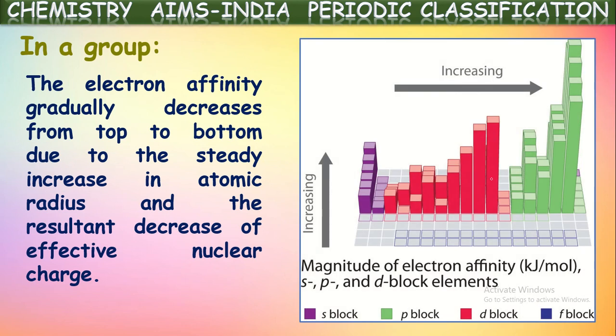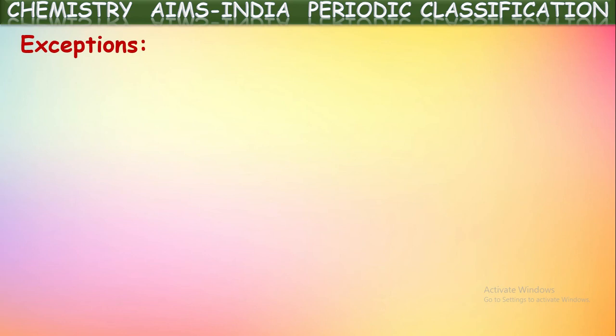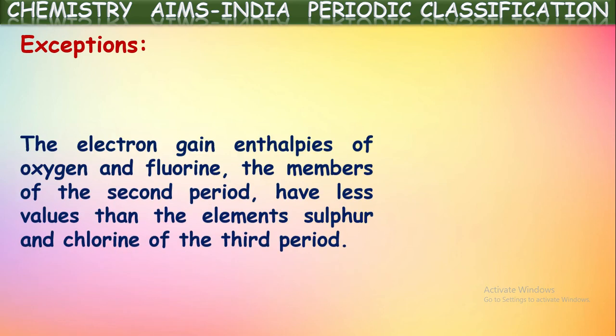So it is defining for us how it varies in the group from top to bottom. It decreases gradually in all the groups. Almost electron affinity values gradually decrease because size increases. Okay. Here also there are some exceptions because of the size of the atoms in the groups. Let us see that also.